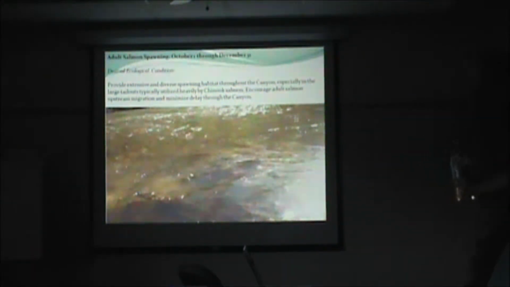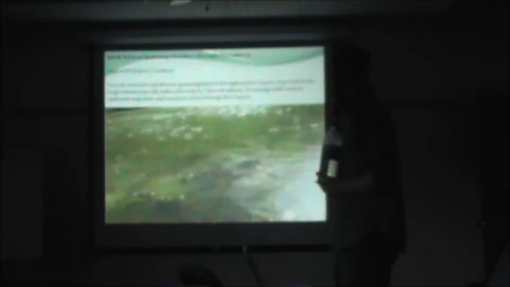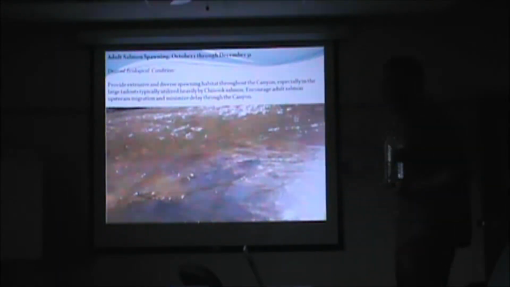I've talked a little bit about what we're trying to do during the spawning period. We're trying to provide extensive spawning habitat throughout the canyon, and diverse spawning habitat in different areas, especially in those big tailouts that Chinook really like. And we're also trying to maintain and encourage upstream migration.